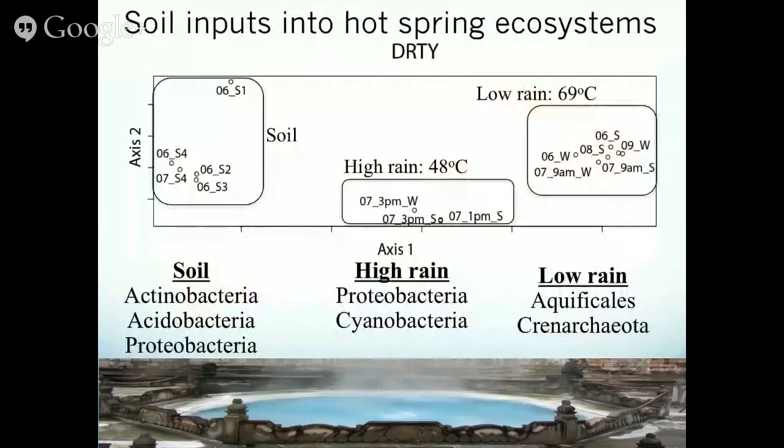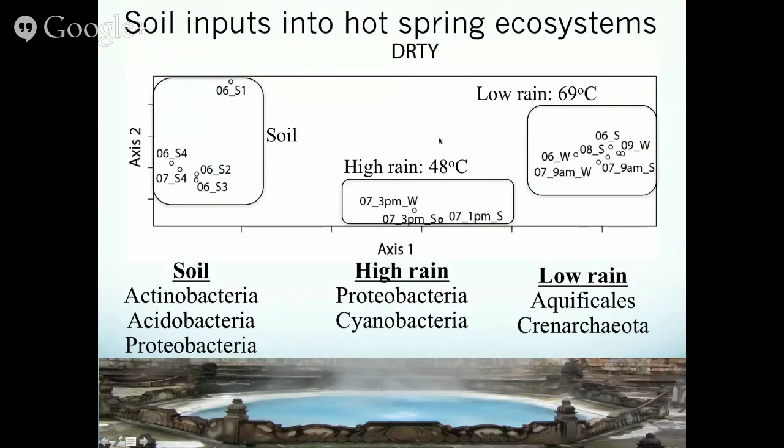So interestingly, when we looked at the community there, we saw three different groups. One was the soil, which was expected, and this is the transect away from that spring up above the cliff. When we had a low rain event, the spring was typically at 69 degrees, and it had a low volume of water, 50 mils or so. And that formed a nice tight group over here on the right.